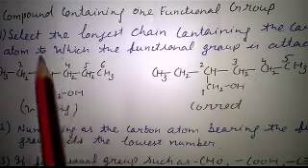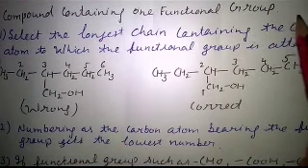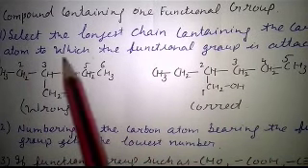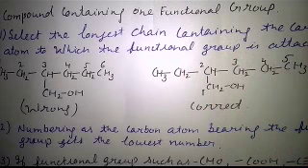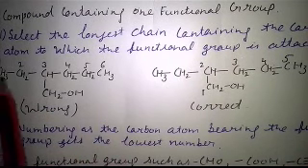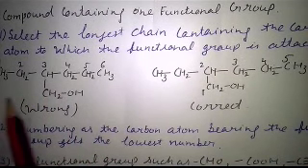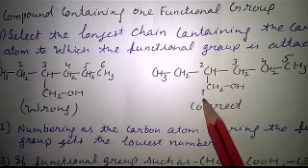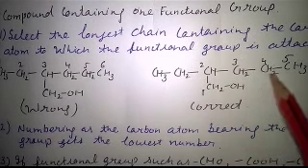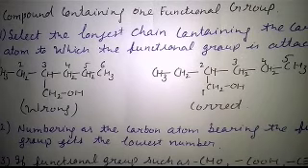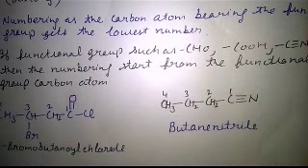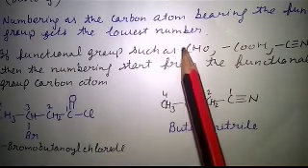Now we are naming a compound containing one functional group, selecting the largest chain containing the carbon atom to which the functional group is attached. For example, 1, 2, 3, 4, 5, 6 numbering of carbon. This is wrong. We number in such a way that the functional group gets the lowest number: 1, 2, 3, 4, 5. This is correct. The carbon atom bearing the functional group gets the lowest number.